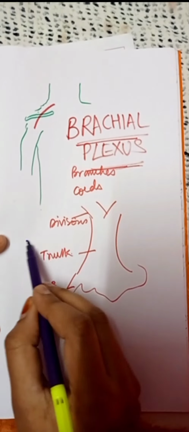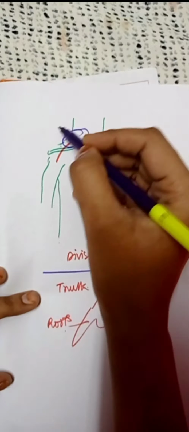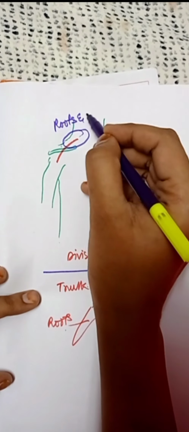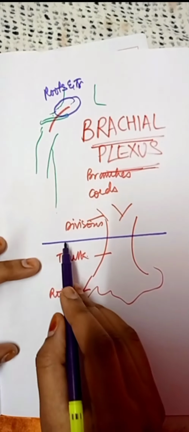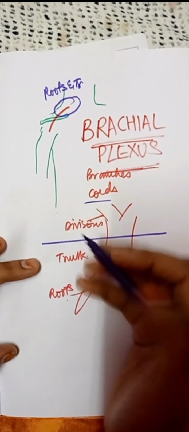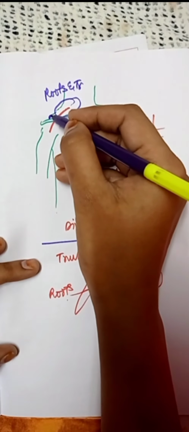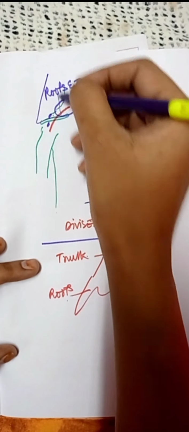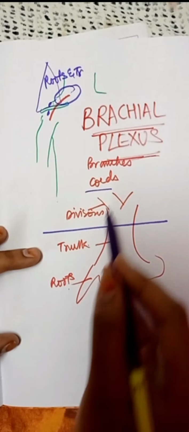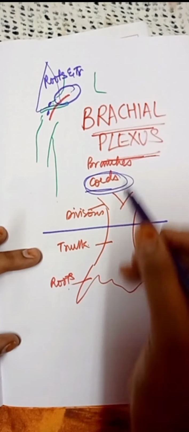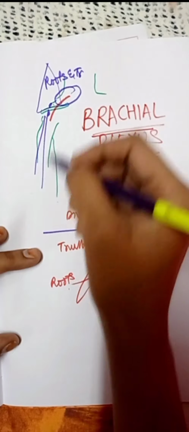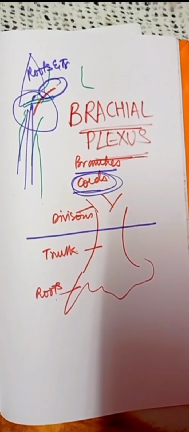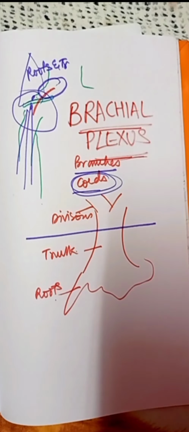So roots and trunks are located in your neck. First you have your roots and trunks here, in the neck. Then you have your divisions and cords. Divisions you have behind your clavicle, and cords also continue there in the triangles of the neck. In the supraclavicular triangle you have the cords, and the branches going through your upper limb and around your shoulder. So these are the divisions of the brachial plexus.